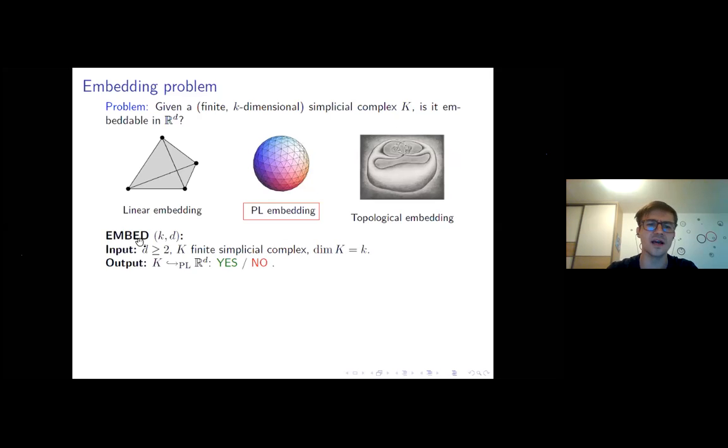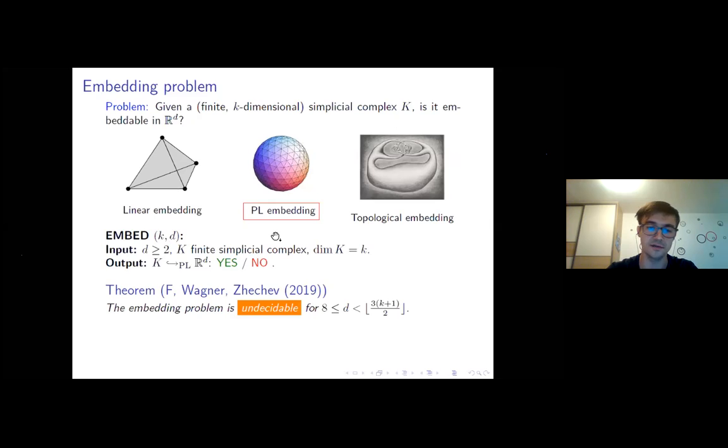So we can formalize it and say, okay, this is a problem with two parameters. One is the dimension of the complex, and the other is the dimension of the space which we are going to be embedding to. And the output is just a yes or no if there is an embedding, right? We don't actually output the embedding itself. Sometimes we are able to, but that's not the setting we are talking about.